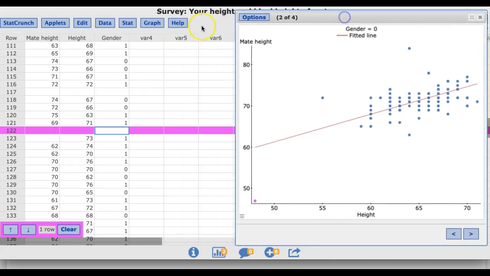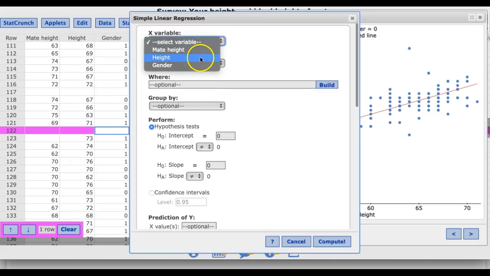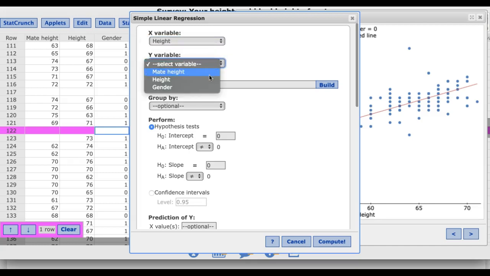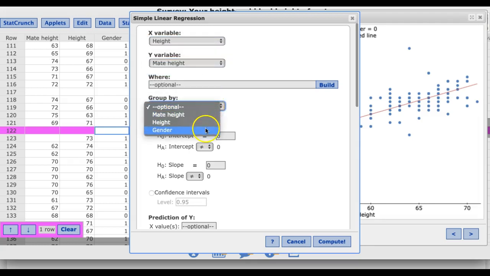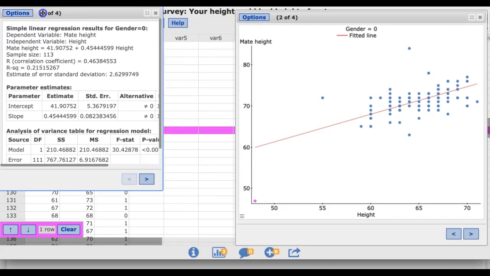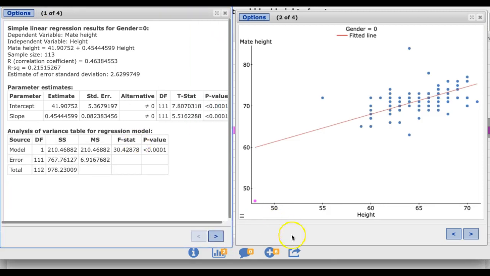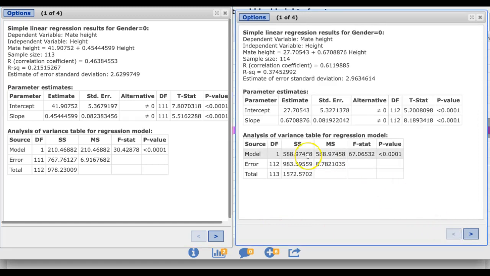And what I'll do is I'll go back to here and fit it again. So here I'll do height, here mate height, and here group by gender again, and let's compute. Okay, now let me pull this here so we can compare it. Once again, if you look at the estimates here, this is gender equals 0, this is female, so this is the one where I removed that point.